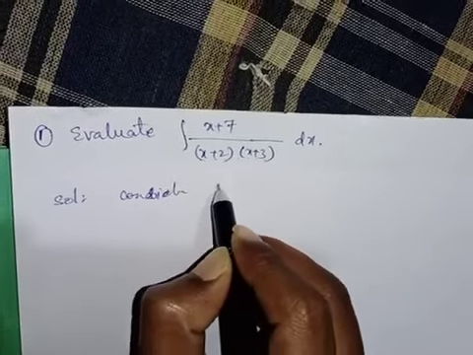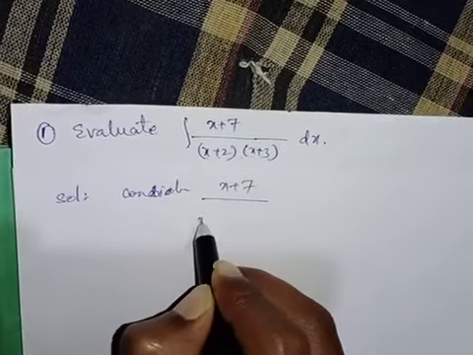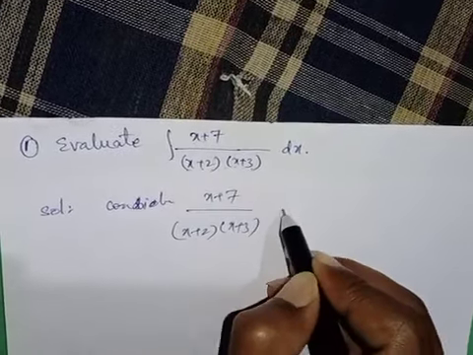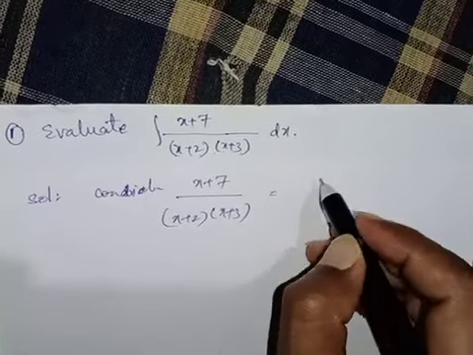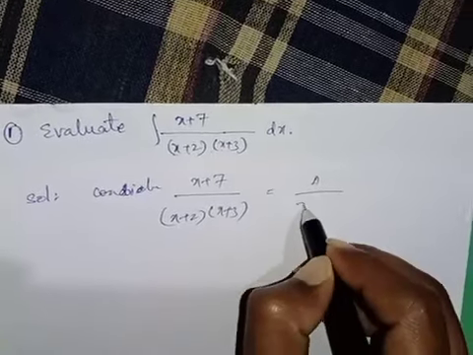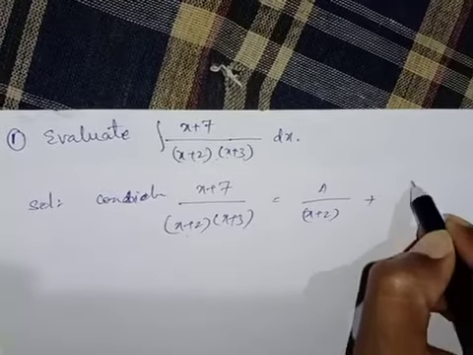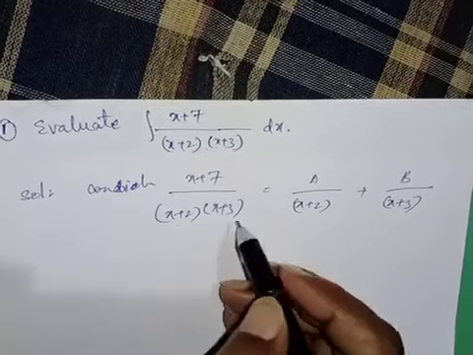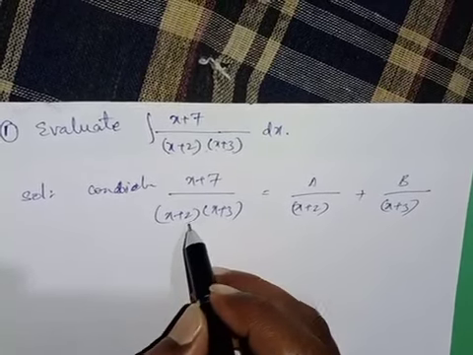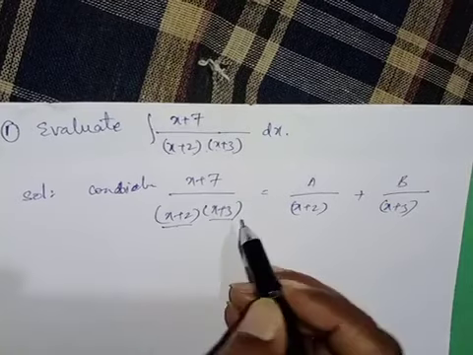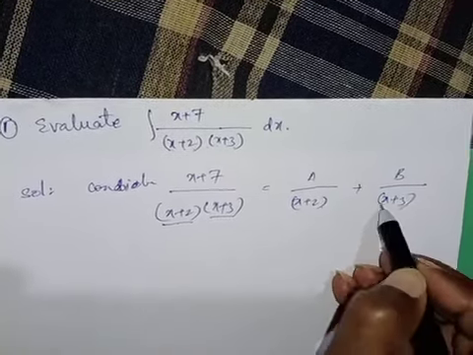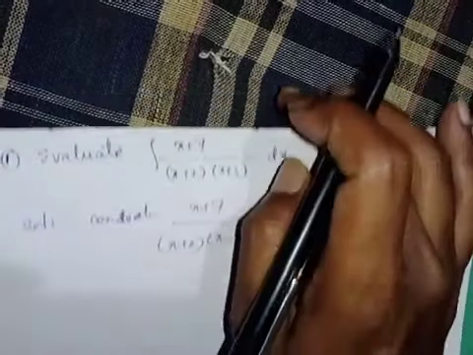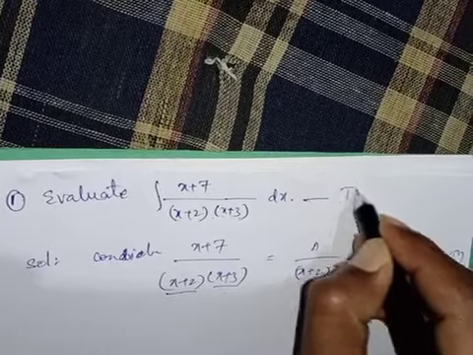Consider (x + 7) upon (x + 2)(x + 3), which is equal to, split into partial fractions: A by the first denominator x + 2, plus B by the second denominator x + 3. Here we have only two factors. First one is x + 2, second one is x + 3. So A by the first one plus B by the second one. Consider it equation number 1.